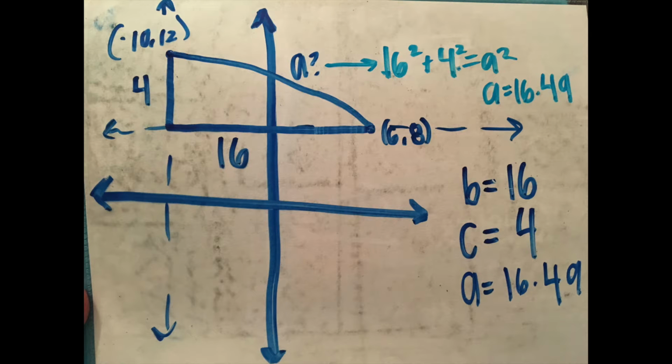And then in order to find the equation of the ellipse, I also had to find the a value, which is also the hypotenuse, which is also the distance from the center to the vertex. And this value could be found by finding the length of the hypotenuse, like I said. So I plugged 16 and 4 into the Pythagorean theorem, and then I solved to get my a value to be 16.49.